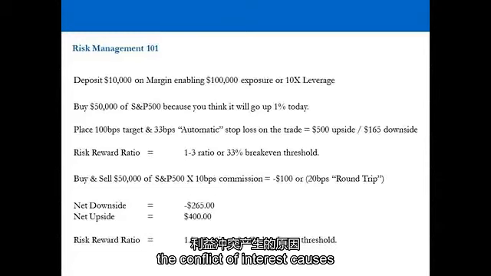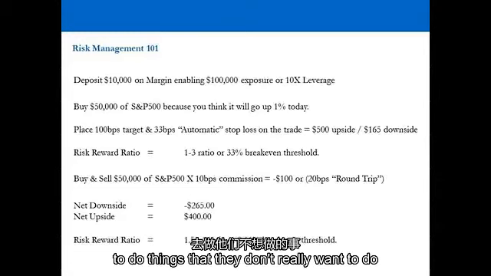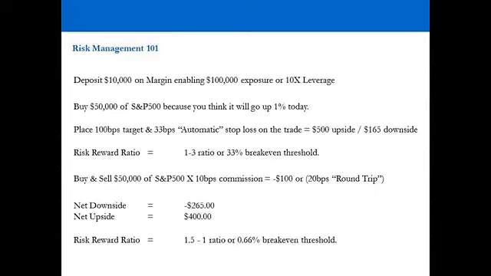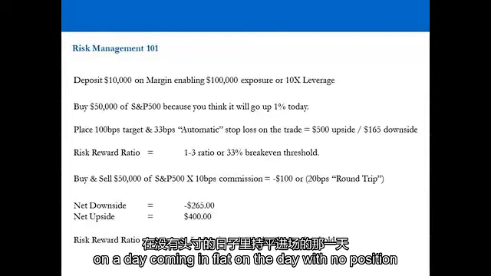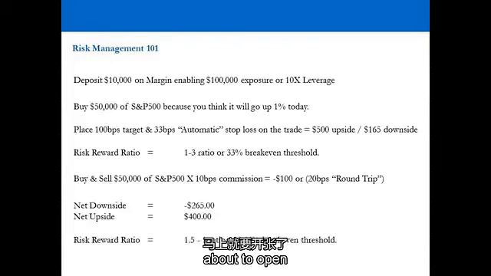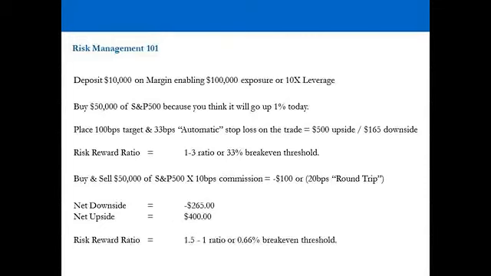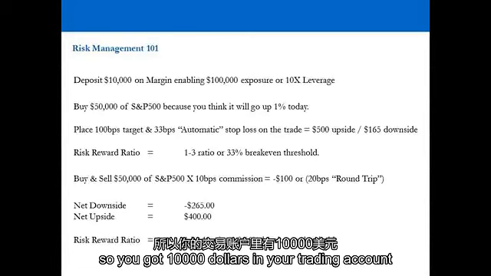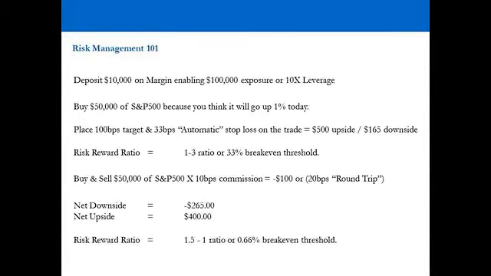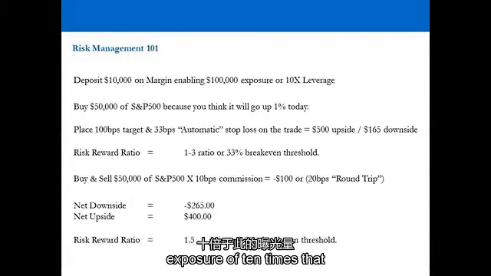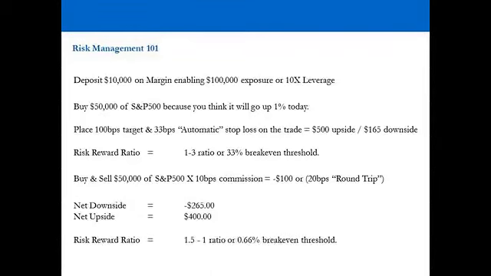The conflict of interest causes people to do things that they don't really want to do. So, typical retail trader strategy on a day, coming in flat on the day with no position, and the market's about to open. The example we're going to use here is the S&P 500. So you've got $10,000 in your trading account, and the broker will enable you to take exposure of 10 times that in the S&P 500 or in any large cap stock globally.